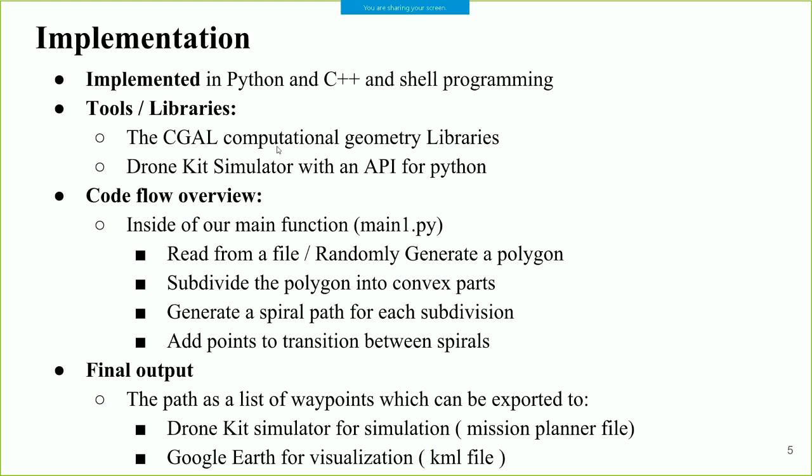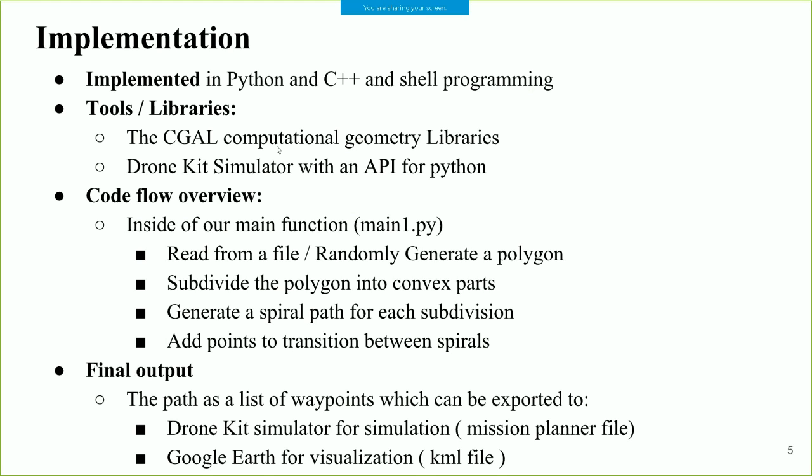The libraries that we used were CGAL for polygon subdivision, and we used DroneKit Simulator to simulate the whole project. So our code flow is we read the file or we randomly generate a polygon, then we subdivide the polygon into convex parts. Then after that we generate the spiral path for each of the subdivisions, and then we add transition points between each of the spirals sequentially.